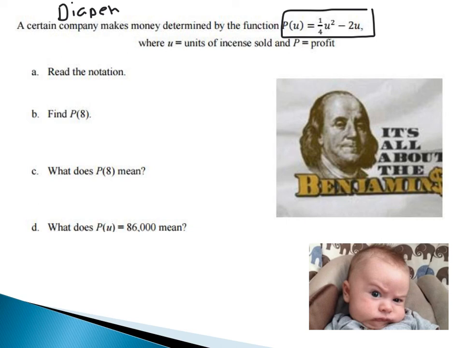But let's say P of U equals 1 over 4 U to the second power minus 2U. What does this function mean? This is something we may look at in second semester, but you can ignore it for now. This is just the idea. P, what do you think this stands for? Down here it says P stands for the profit. And U stands for the units of incense sold.